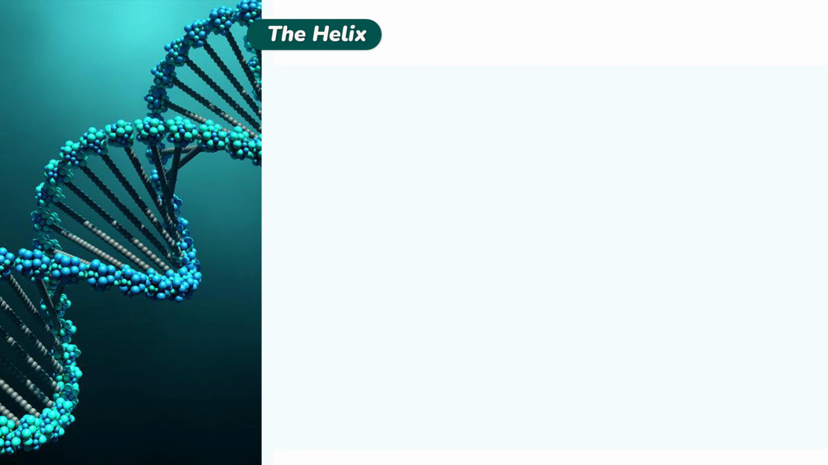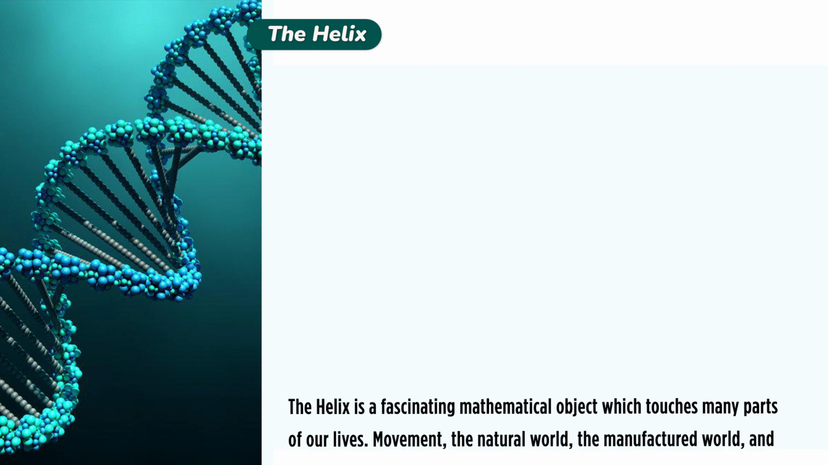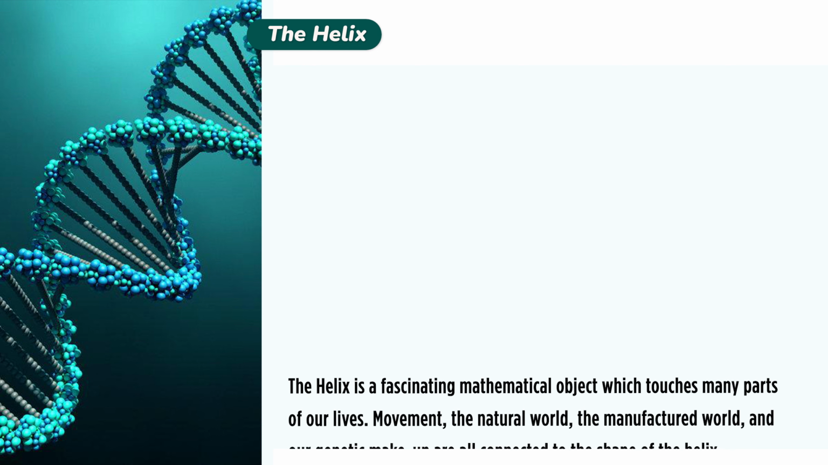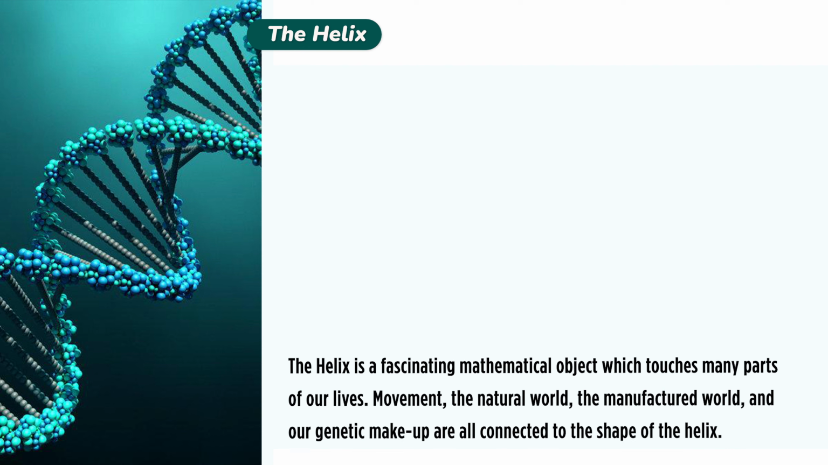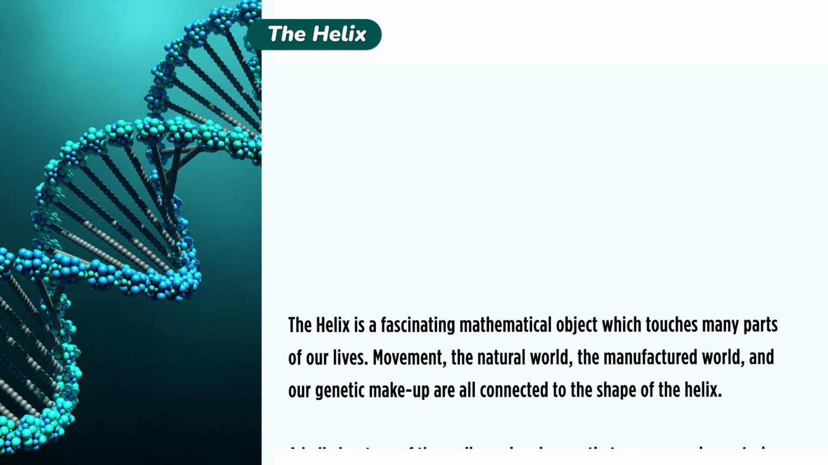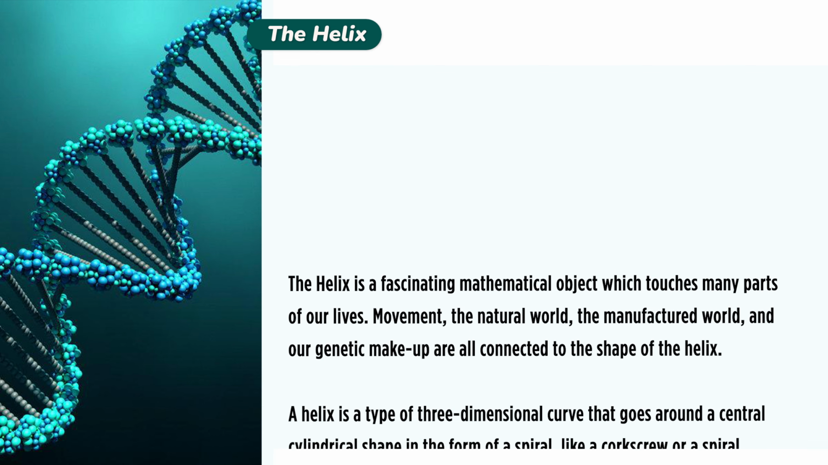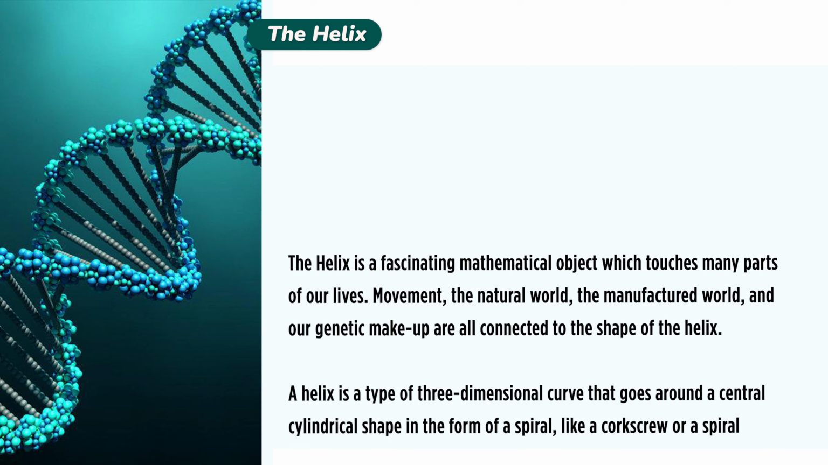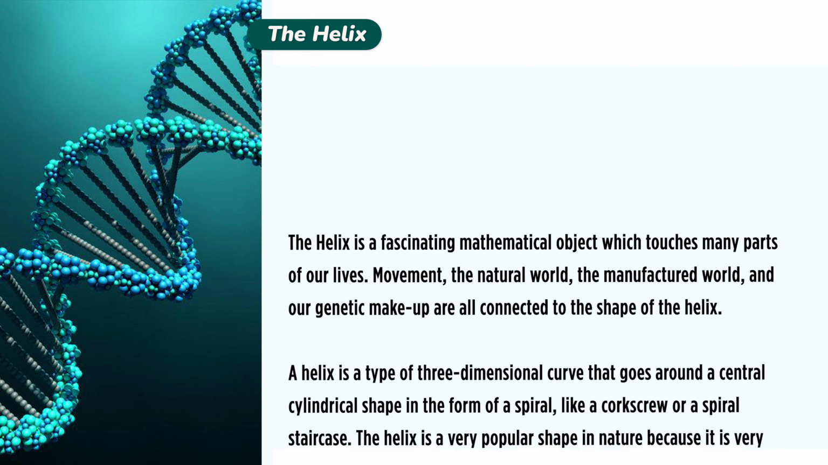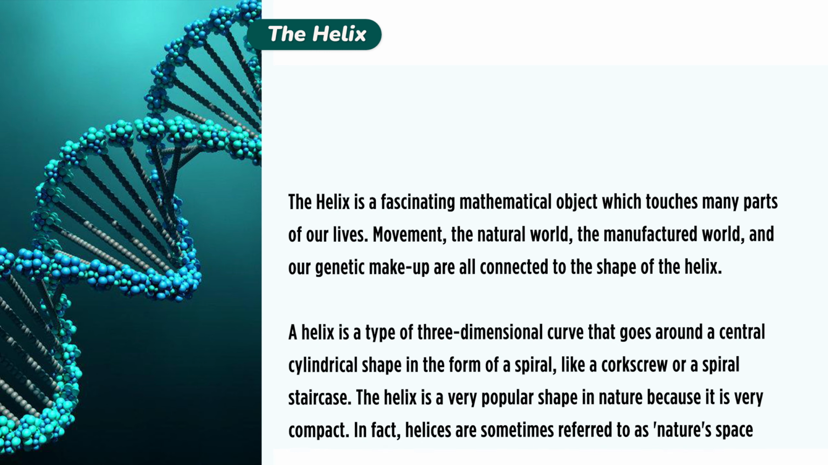The helix. The helix is a fascinating mathematical object which touches many parts of our lives. Movement, the natural world, the manufactured world, and our genetic makeup are all connected to the shape of the helix. A helix is a type of three-dimensional curve that goes around a central cylindrical shape in the form of a spiral, like a corkscrew or a spiral staircase.